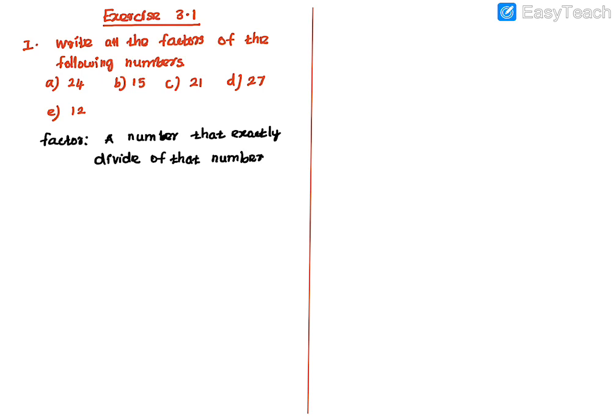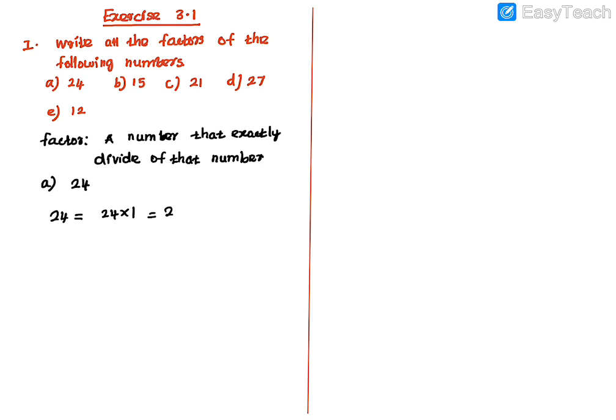So under this form, first we have to look at the first problem, A, 24. How to solve? What are the factors of this number 24? First, you have to know which tables 24 will come in. So first table: 24 into 1 is 24.